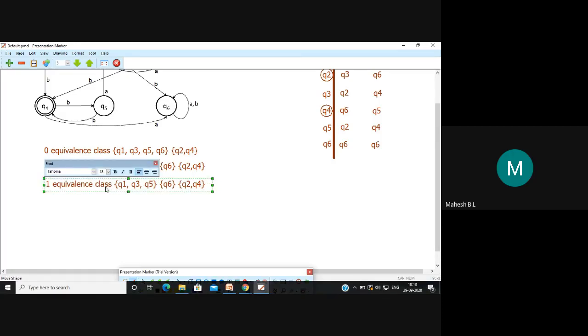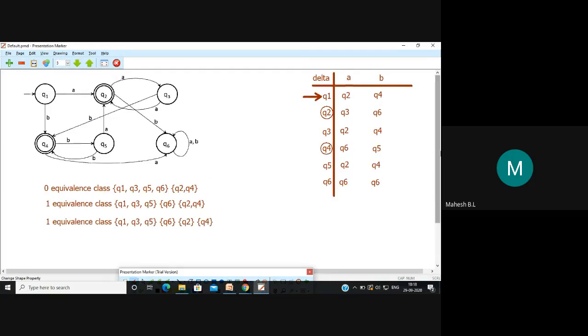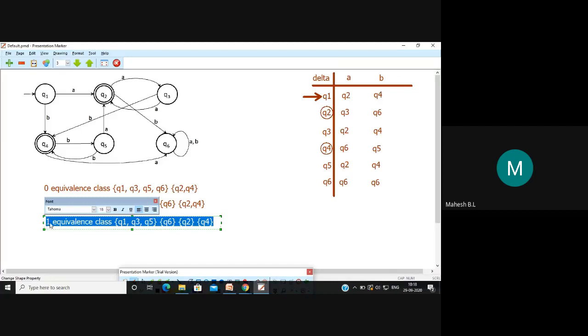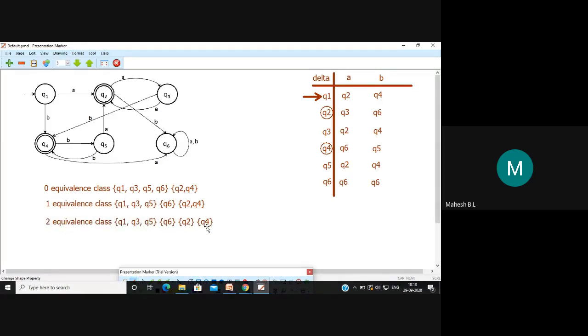Now we have Q1, Q3, Q5. Q2 is in one class, then Q4 is in another class. Now this is nothing but two equivalence classes. Q2, Q4, Q6 are single element equivalence classes. That's why they cannot be partitioned further.